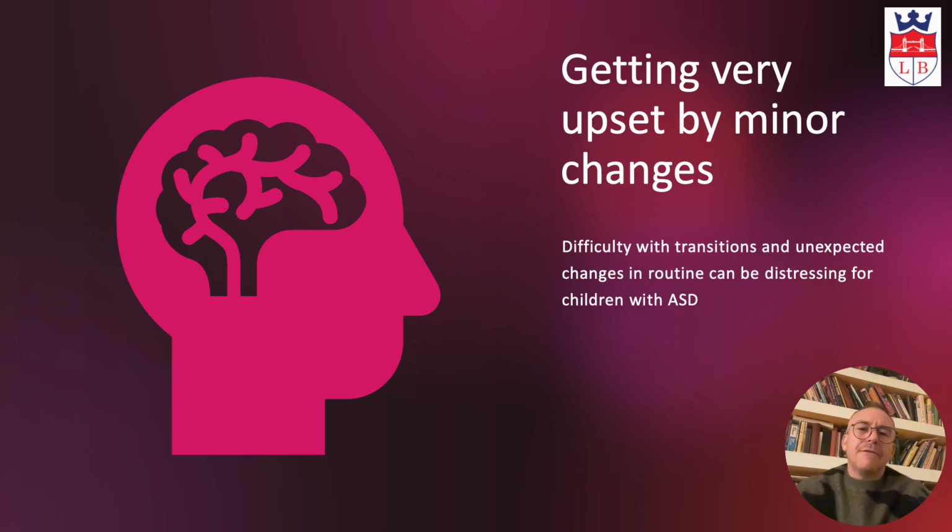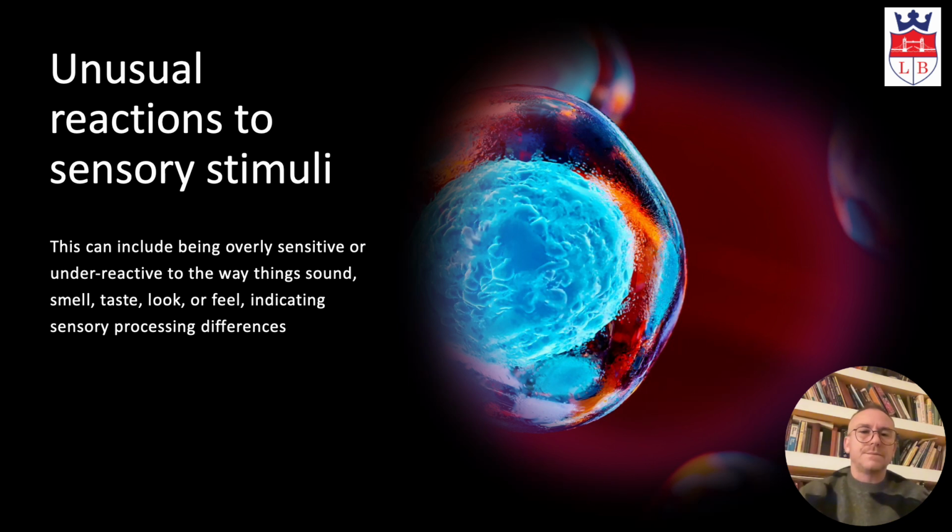Children on the spectrum may get very upset by what we would consider minor changes. It could be changes in routine, could be changes in food on offer, could be changes in the layout of a room, for example, could be changes in terms of it's not the usual person picking them up or dropping them off, or not the usual person opening the door when they come into the classroom in the morning. Difficulties with transitions and unexpected changes in routines can be very distressing for children on the spectrum.